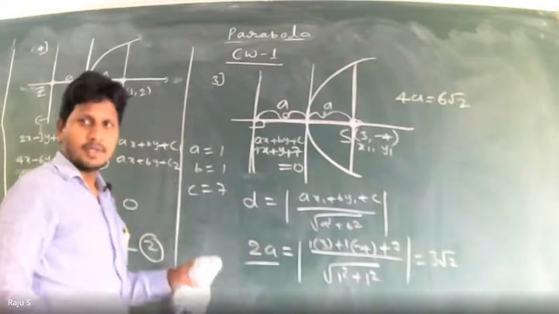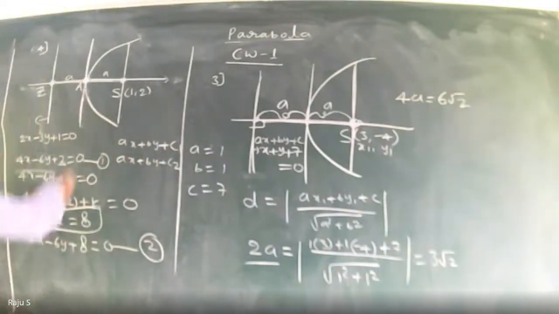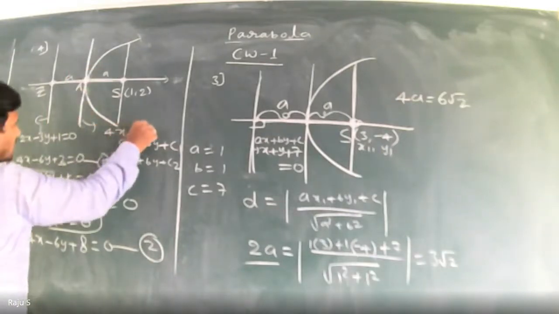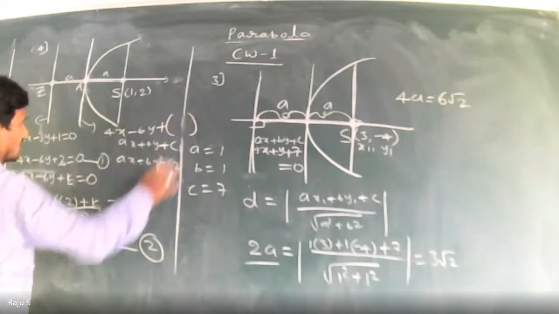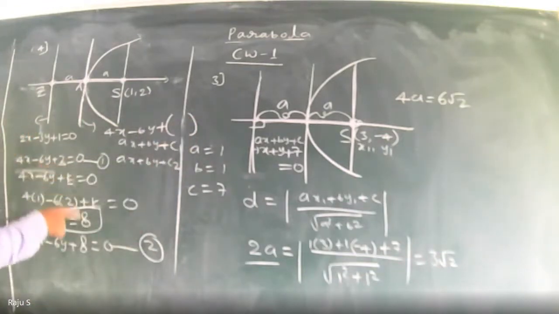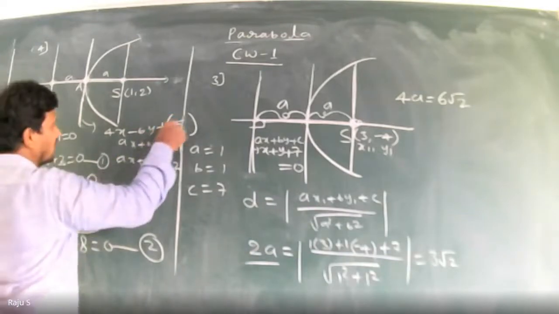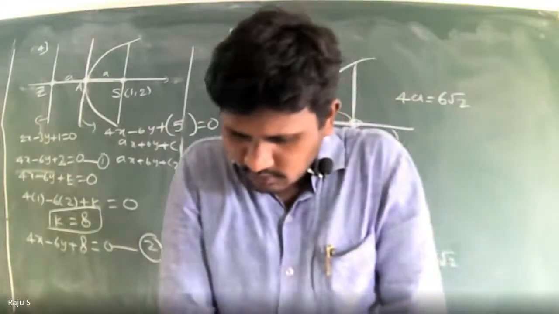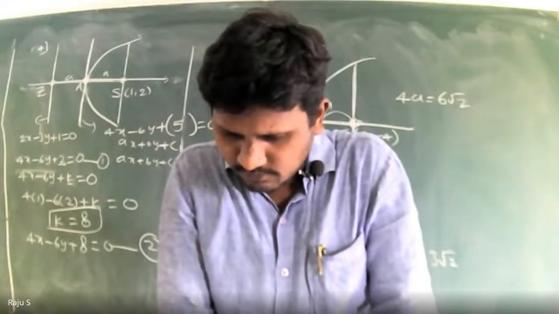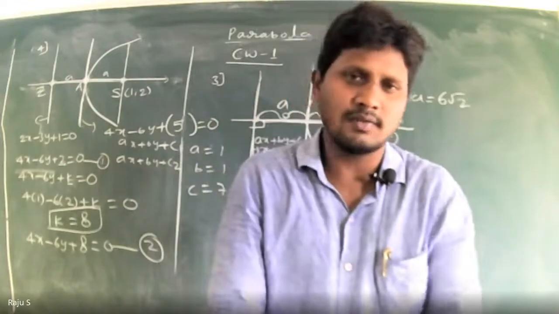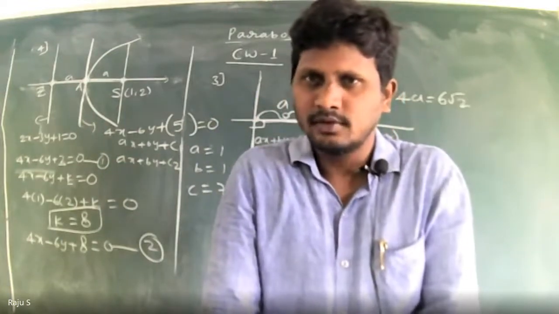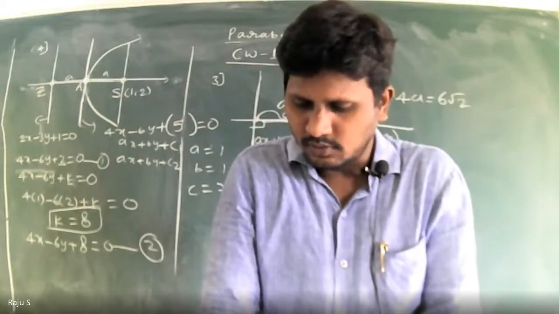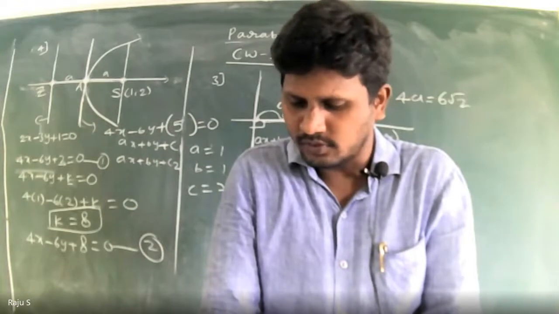In the same way, the equation of the tangent at the vertex is 4x minus 6y, and this constant value we can take as the average, 2 plus 8 by 2, that is nothing but 5. Is there any option? Your first option, 4x minus 6y plus 5 is equal to 0. So that is the answer. Fourth question, first option.